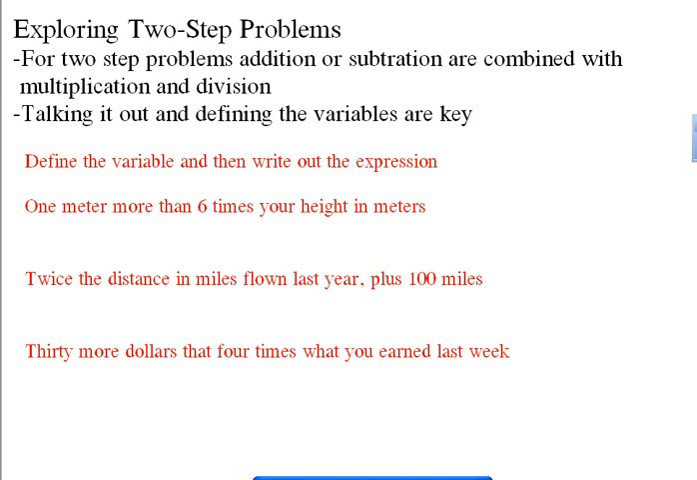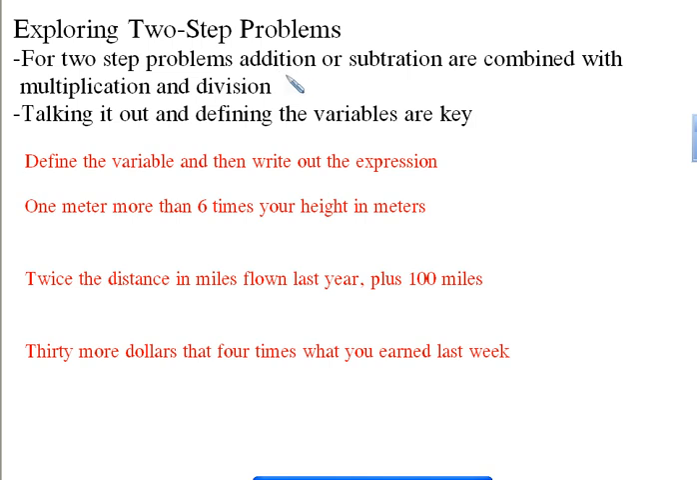Two-step problems. Now, two-step problems are more complex than the single-step problems we've been working on so far. A single-step problem is something like x plus 5 equals 10. And then you just come up with 5 plus 5 equals 10. For two-step problems, they involve both addition and subtraction and multiplication and division.